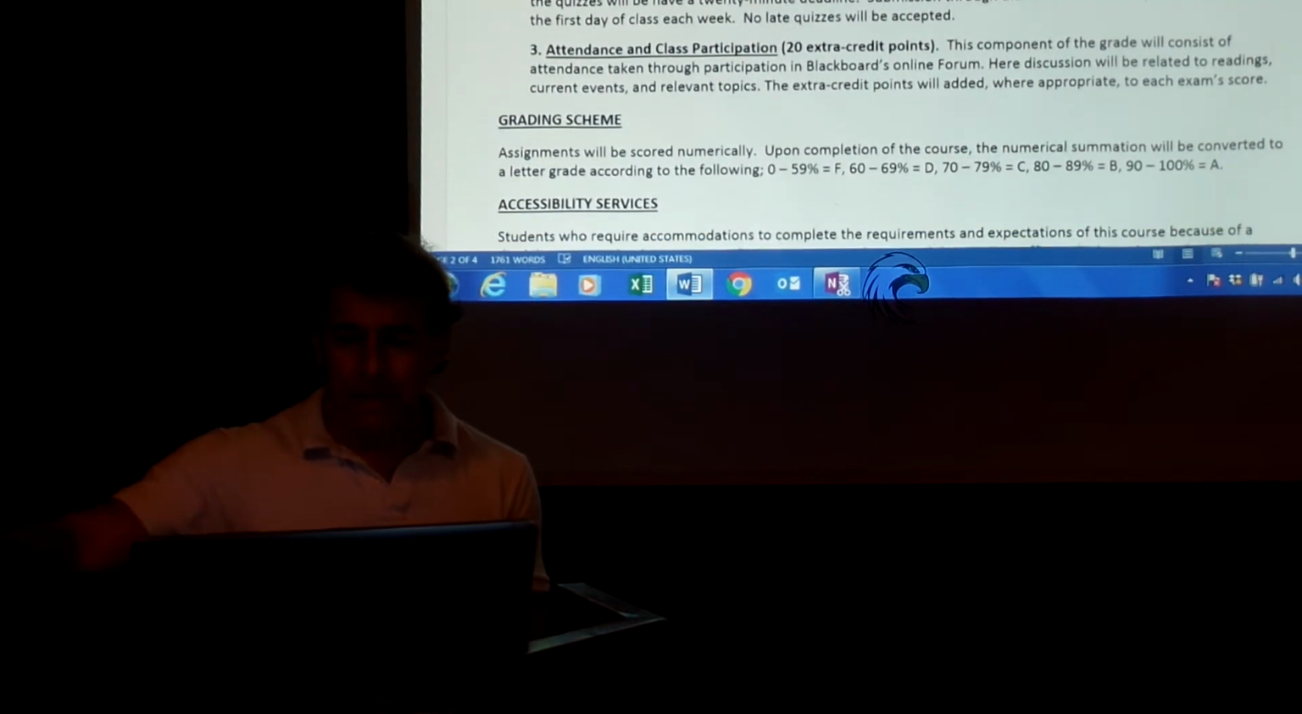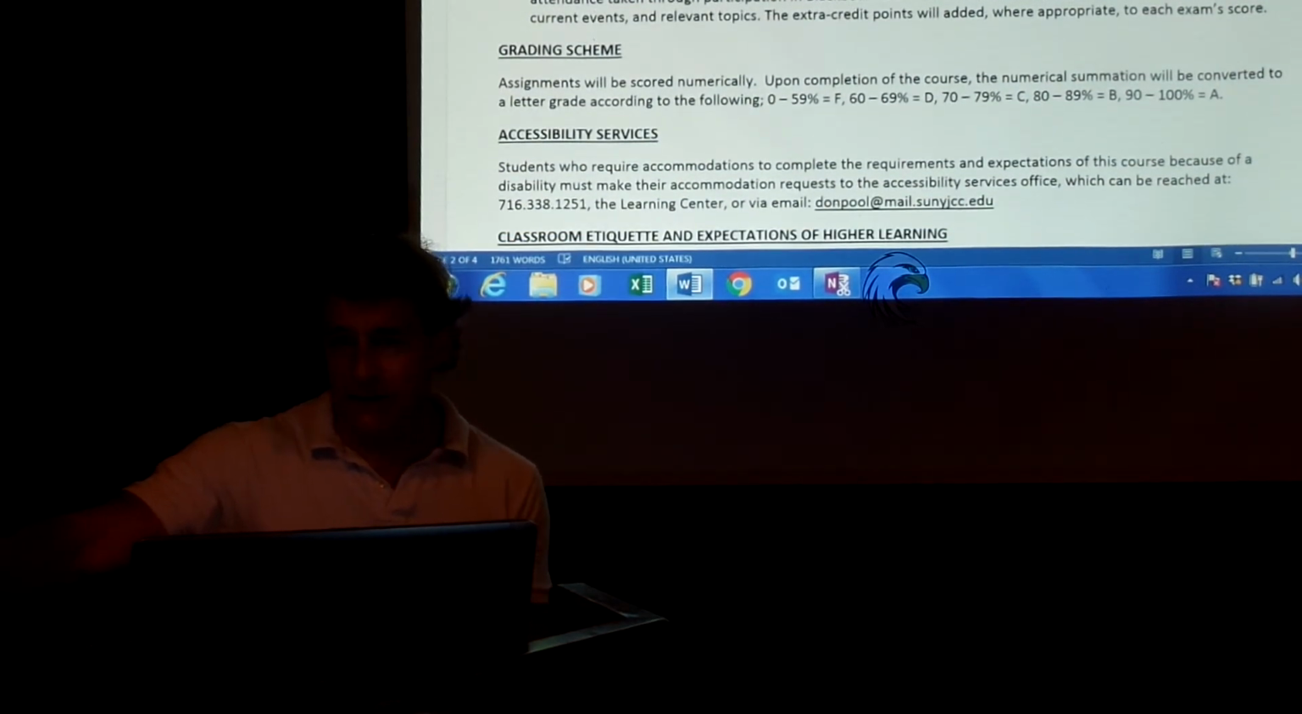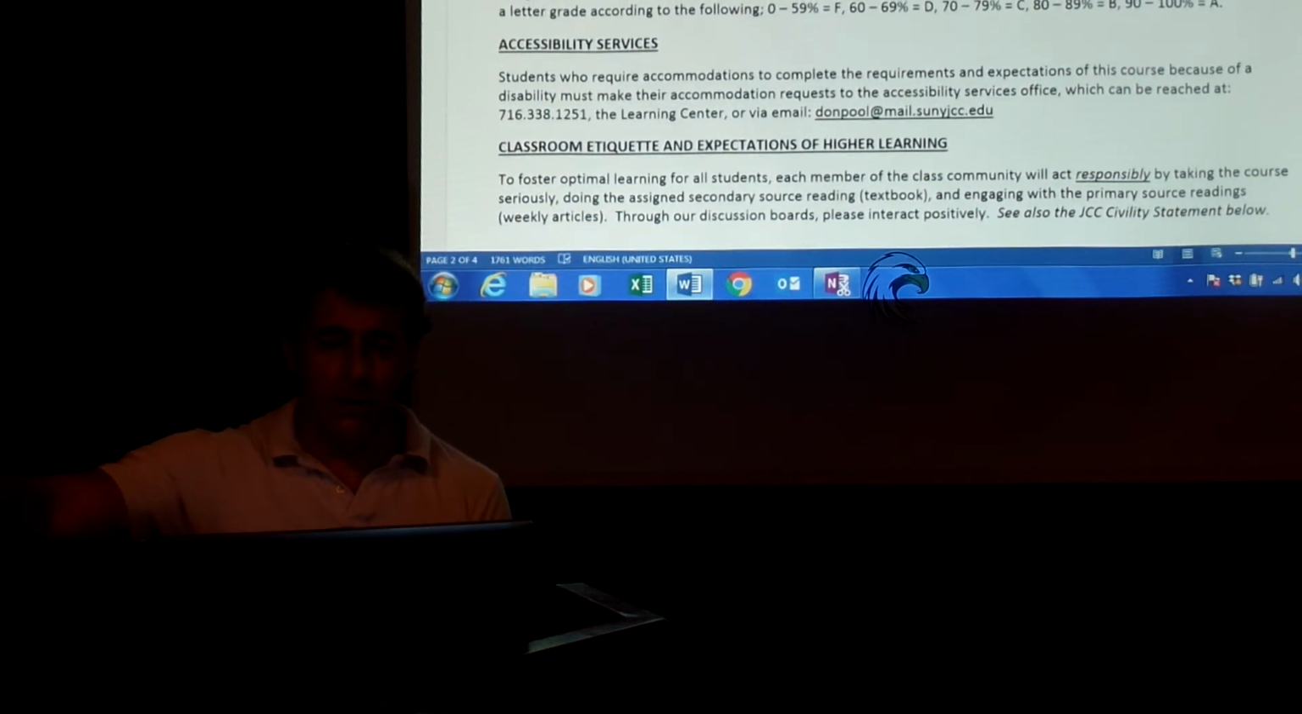So grading scheme, look, if you get a 60 to 69, it's a D, not where you want to be probably, but it is passing, and you can work your way up from there.